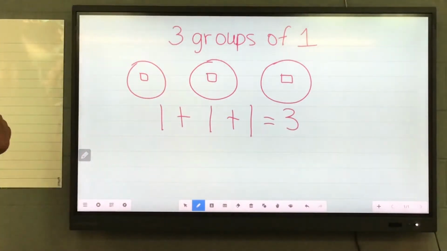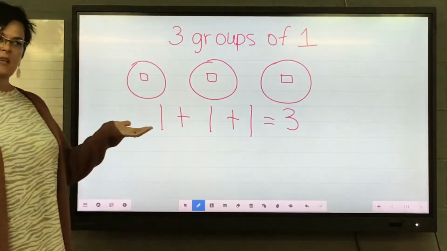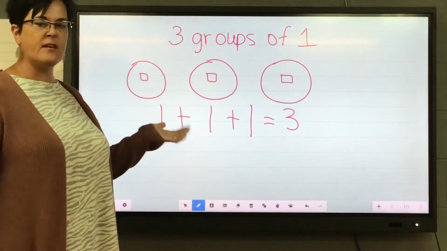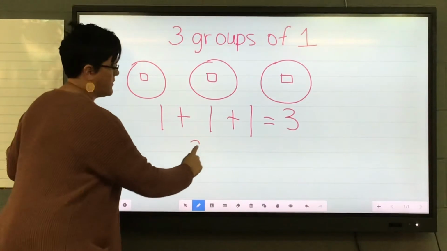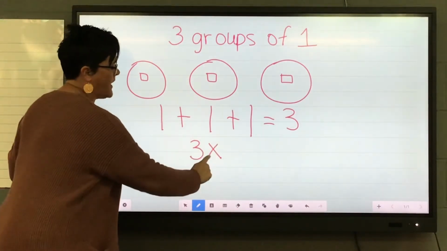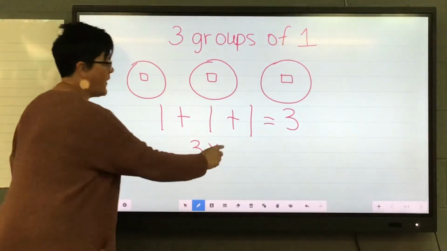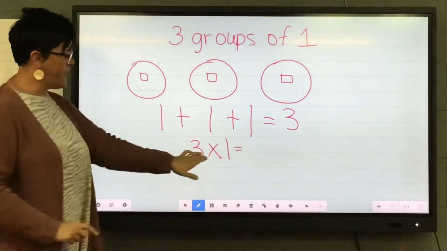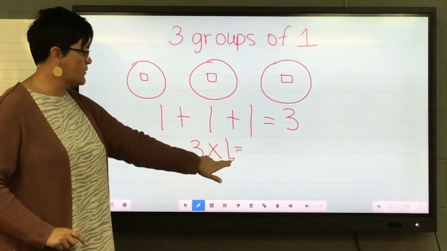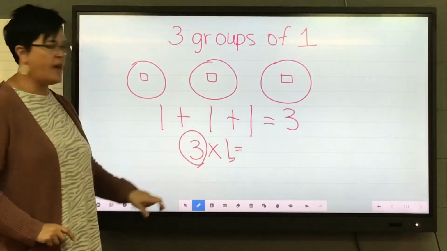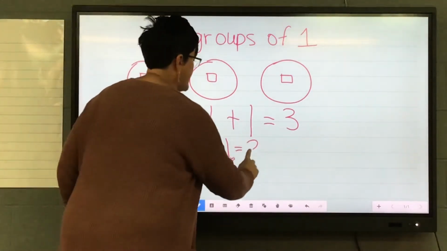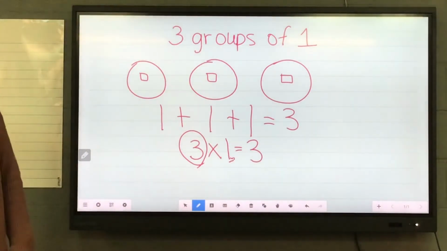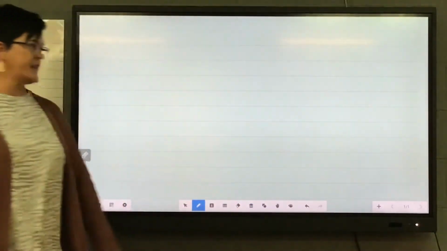Now, what would the multiplication equation need to be for this one? How many equal groups? 3. Okay, so 3 groups of how many? 1. Friends, when we multiply a number by 1, what does it always equal? The other number, right? So 3 times 1 equals 3. All right. Erase your desk.